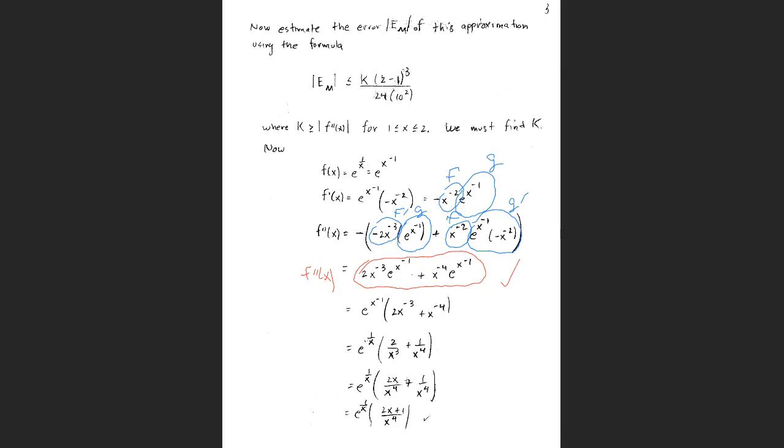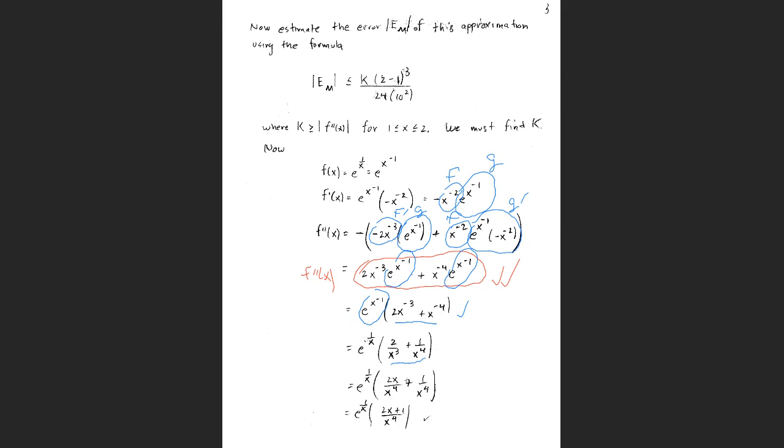So same kind of thing here. I have this derivative. It looks kind of ugly, but look, I have a common factor of e to the power x to the negative 1. That's a common factor, right? And I'm going to factor it out. And so I'm going to have e to the power x to the negative first times then 2x to the negative third plus x to the negative fourth. Well, I'm going to write 2 times x to the negative third as 2 over x cubed, and x to the negative fourth is 1 over x to the fourth.